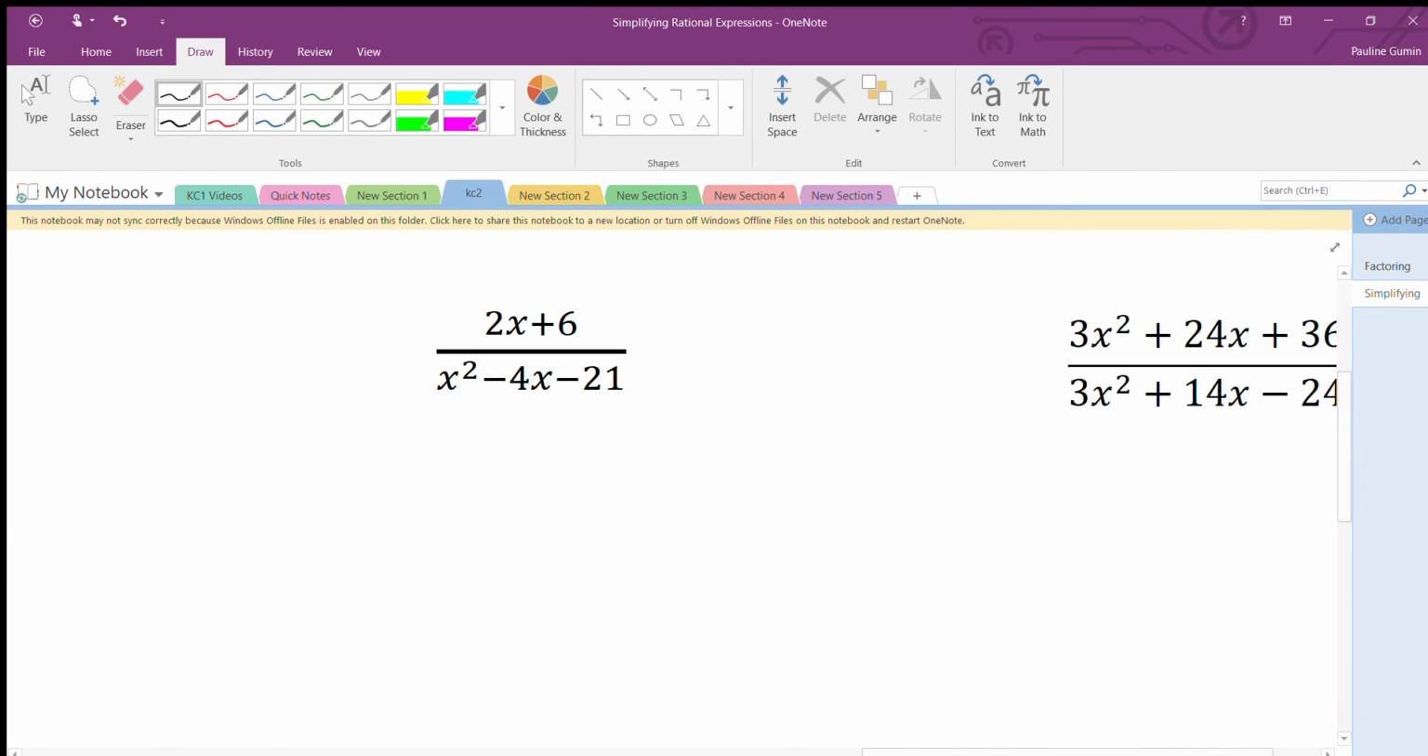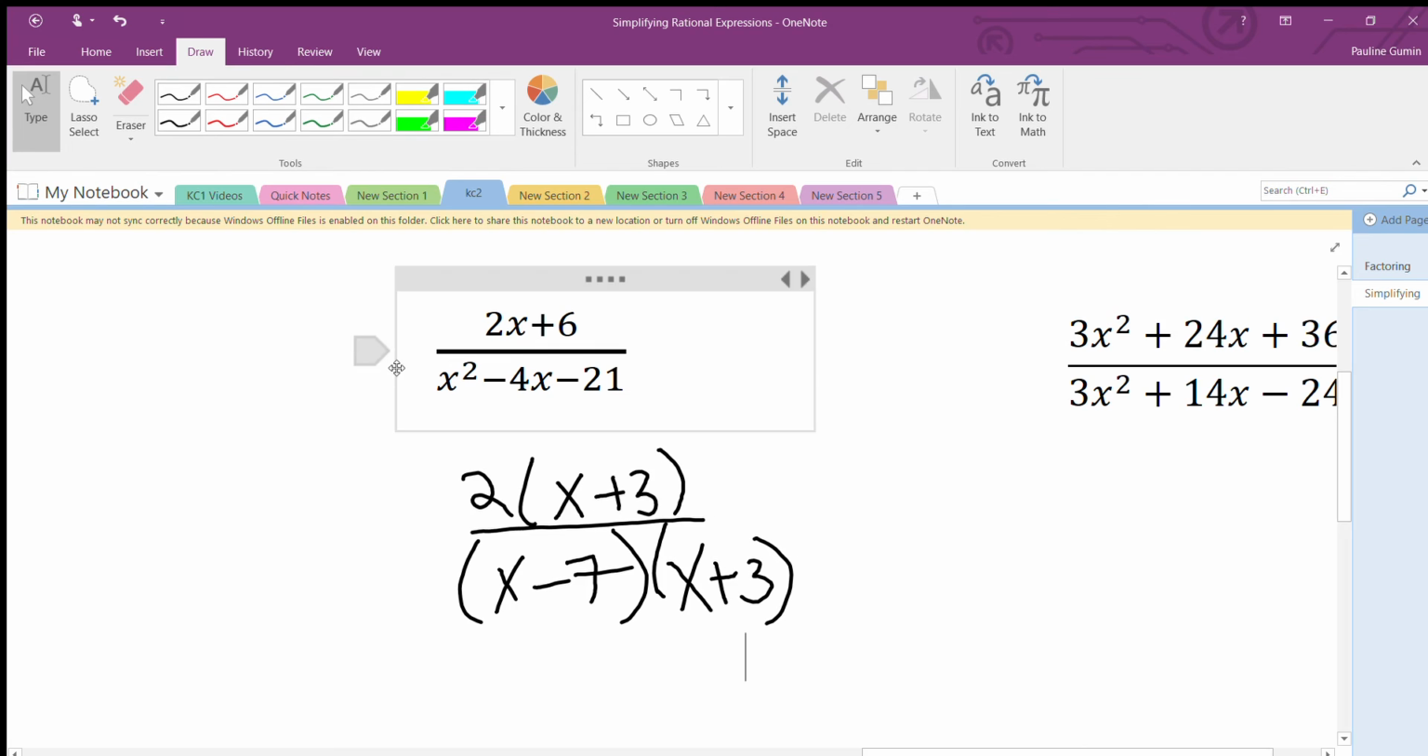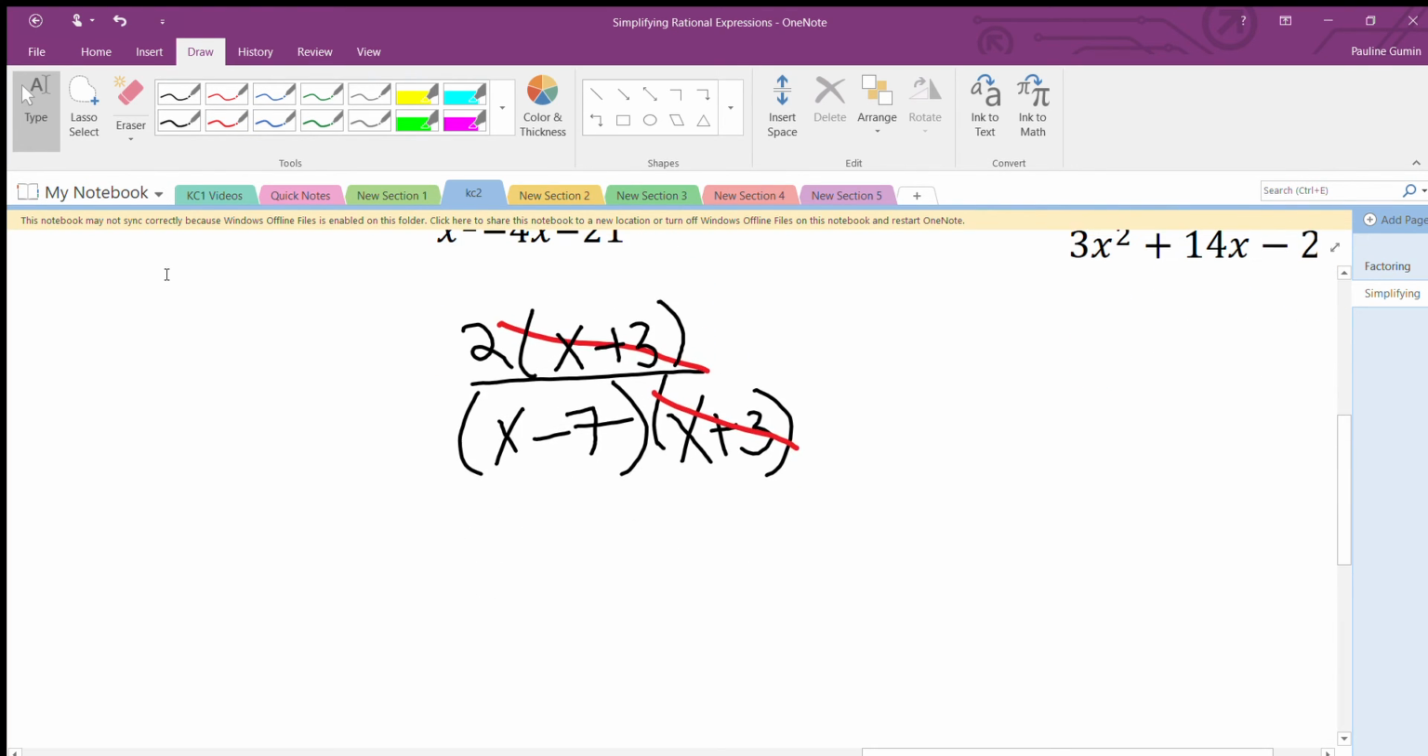All right, let's factor the top. The top we can factor out a 2. And on the bottom, this is what we have as factoring. Beautiful. All right, so awesome sauce. We can actually cross something off. We can cross off the x plus 3's. And yeah, that's it. We can't take that any further. 2 over x minus 7.